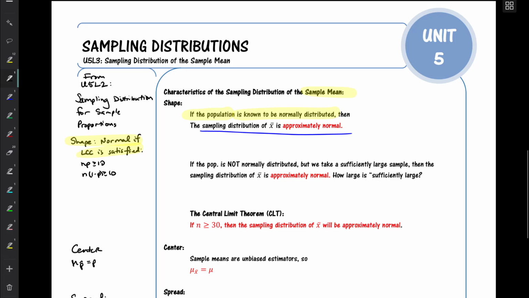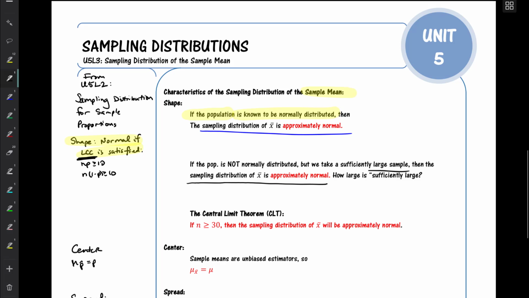We know our sampling distribution is going to be approximately normal too. However, if our population is not normally distributed, or we don't know if it's normally distributed, then as long as we take a sufficiently large sample, we should be good to go. And that seems to make sense, because remember, we had to check the large counts condition before. If we have a sufficiently large sample, then the sampling distribution of x bar is also going to be approximately normal. Well, how large is sufficiently large?